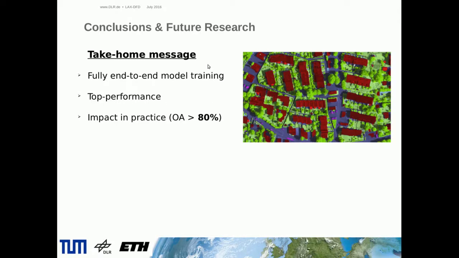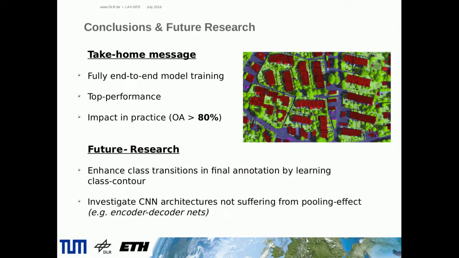So, conclusions and future work. We built here a fully end-to-end training model with top performance, and of course this has practical impact, because in remote sensing, in the literature, scientists say that something that has accuracy above 80% can be used in practice, and here we have almost 90% accuracy.